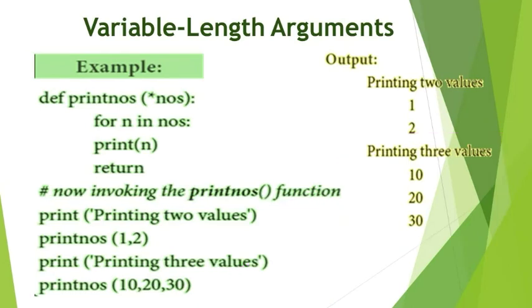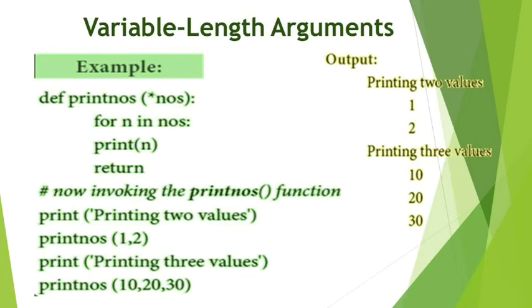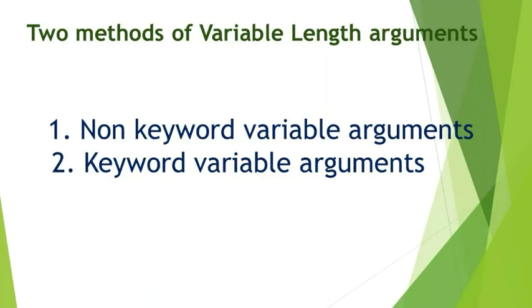In this program you can change print numbers to print names, and for numbers you can give names such as Mala, Kala, Bala as your own wish. You will get the output for this code, printing 3 names: Mala, Kala, Bala. In variable length arguments, we can pass the arguments using 2 methods. What are they? Non-keyword variable arguments and keyword variable arguments.